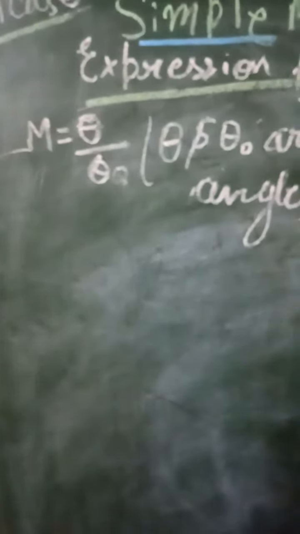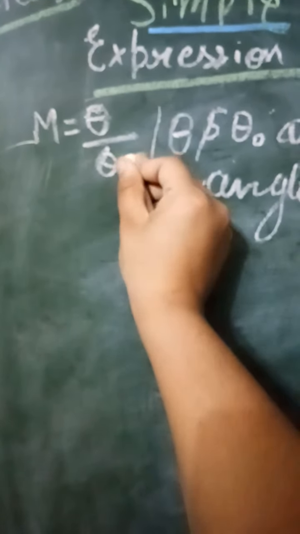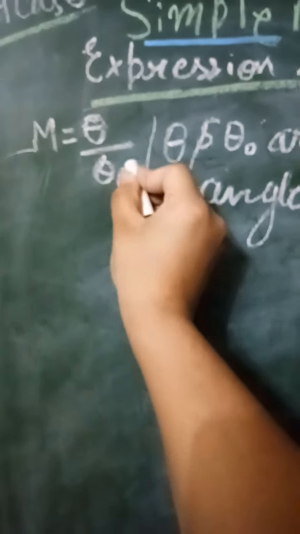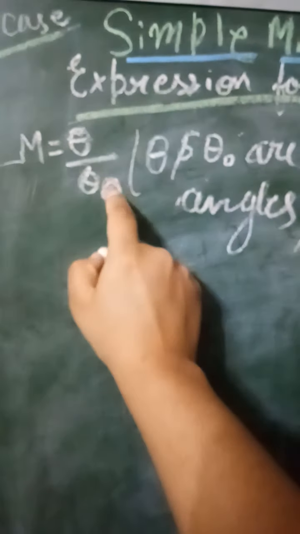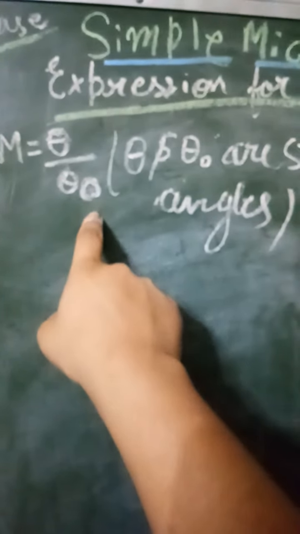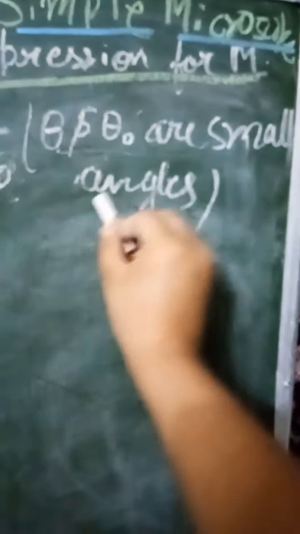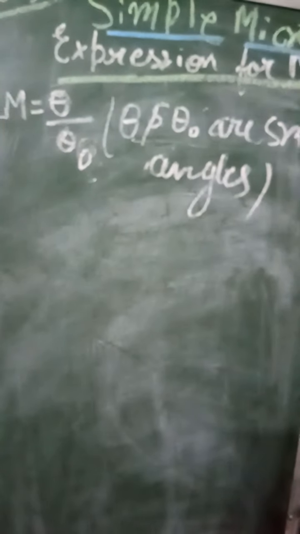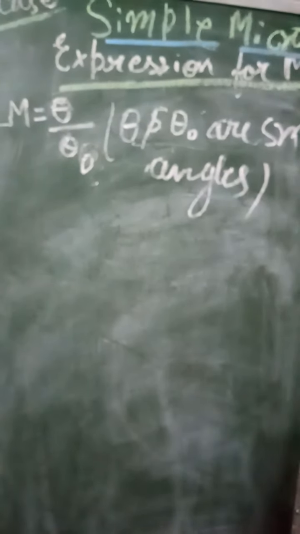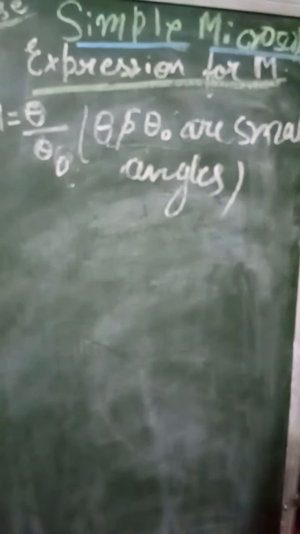In the previous one I made a little mistake, I called it naught, but this is not naught. This is the visual angle for the object. That's why this is the small o. And this theta and theta naught are small angles. So in this case we take the object very near, close to the focus, the first focus.